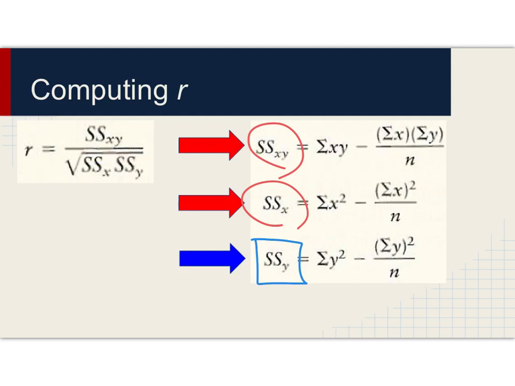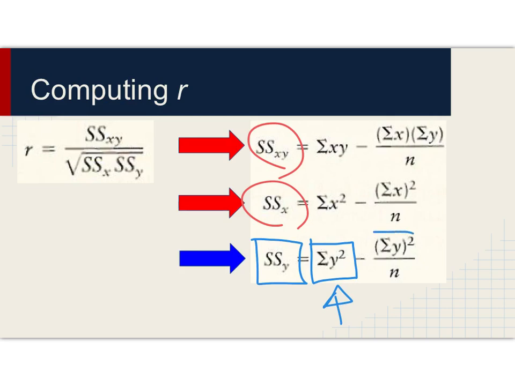For the SSY formula, it is the summation of the y squareds. That means we need a new column in our table. Our 4-column table that we used last section is now going to be a 5-column table. We'll need a column for the y squared. So we'll add up the y squared for each ordered pair, and that'll give us the summation of the y squareds.